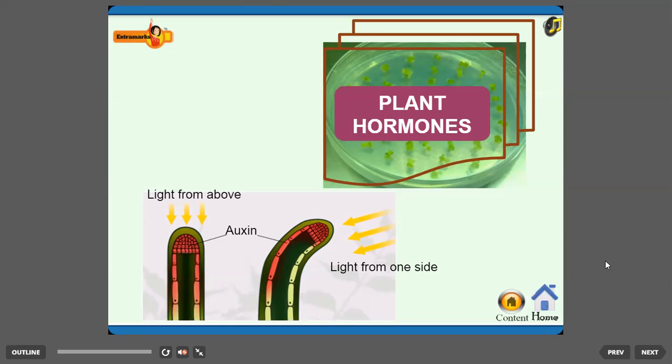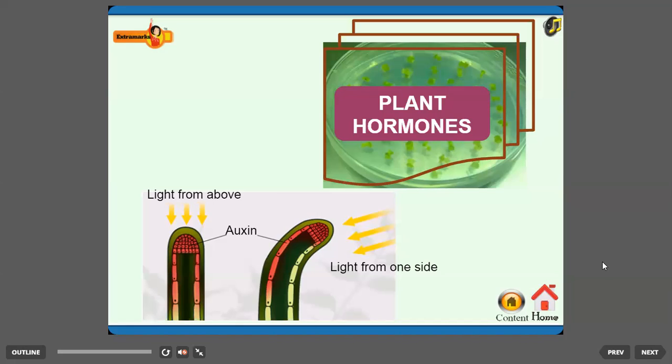Now, next will be gibberellins. Gibberellin promotes cell enlargement in the presence of auxins. It promotes cell division and stimulates the cell elongation process. It also stimulates seed germination by breaking the seed dormancy.